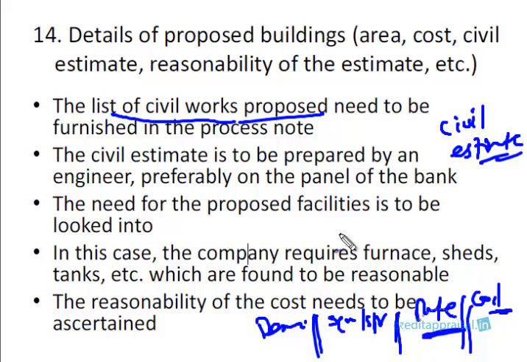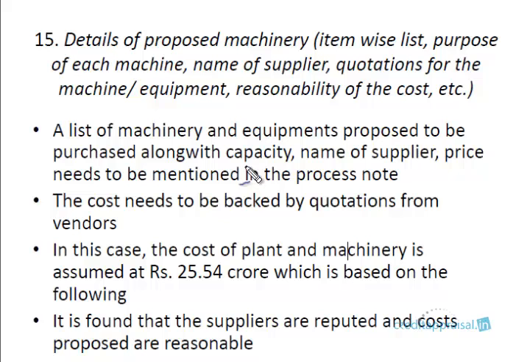Usually, the civil estimate is prepared by an engineer impaneled by the bank. Okay, so you need to look at the justification whether these facilities are required for this project, what is the reasonability, what is the cost, whether the final cost is reasonable or not, and then you have to furnish your comments. The next item in the project cost will be plant and machinery. Again, we had a detailed discussion on plant and machinery in the chapter on term loan appraisal. So please refresh your memory.